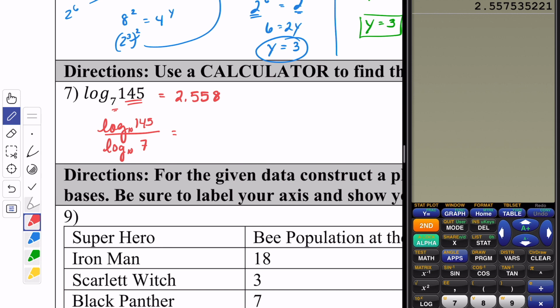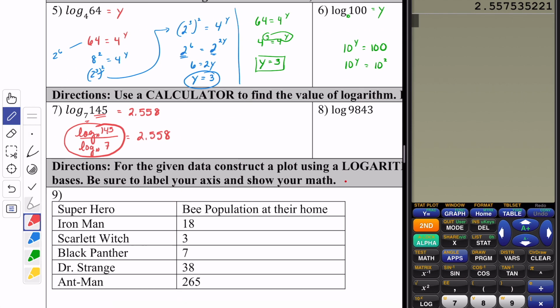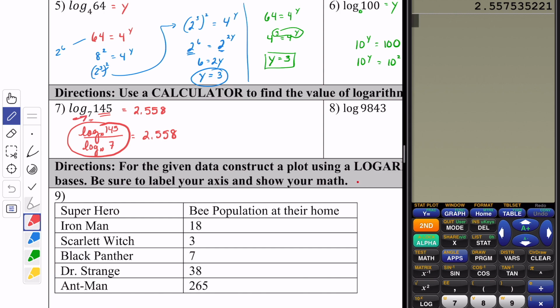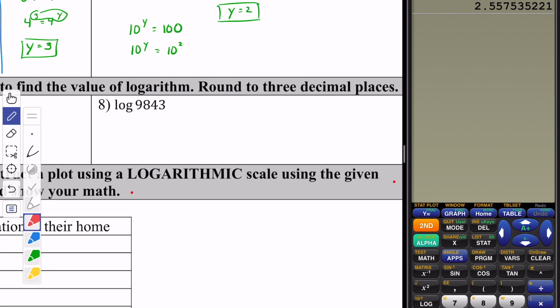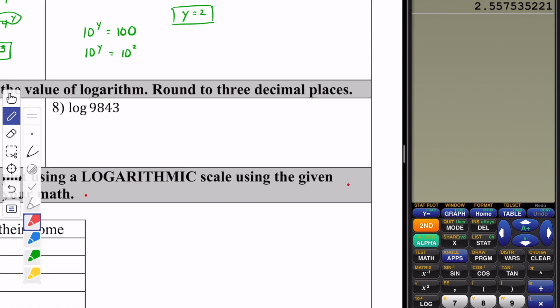So either way you want to do it, I prefer probably this change of base formula, because that can be more useful in other situations. So I like to remember it. And not every feature or every calculator has that change of base option on your logarithms. Problem 8, same deal here. So you're going to see me on my calculator. Oh, this one's already log base 10, so this one I don't have to do anything to. Log of 9,843, we just type it in.